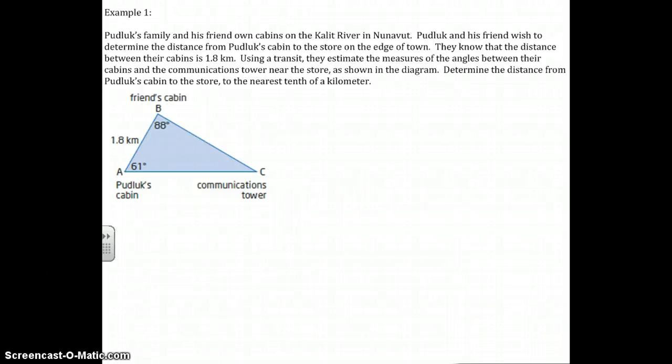Hi and welcome to section 2.3 example 1. In this question we're looking at using the sine law.